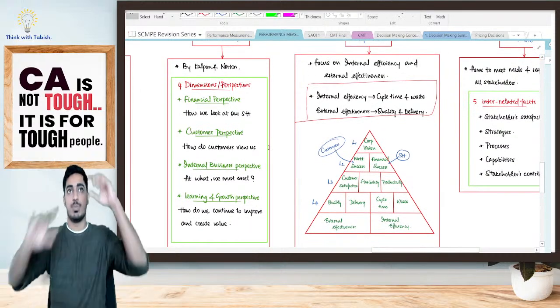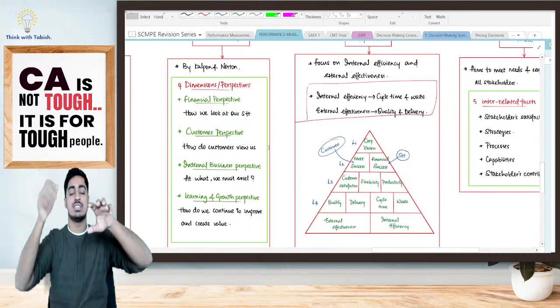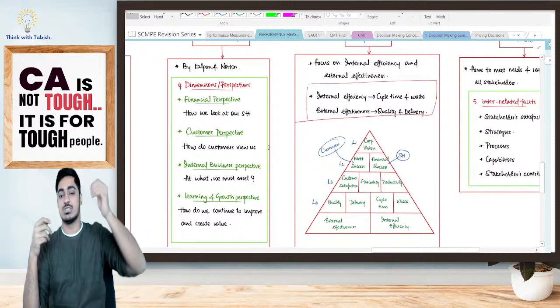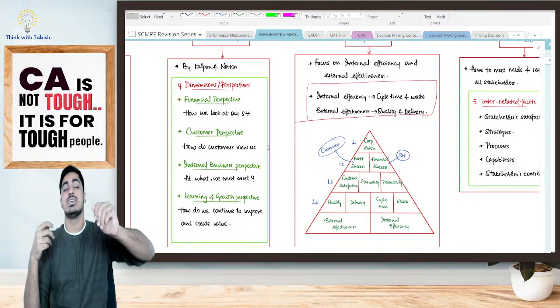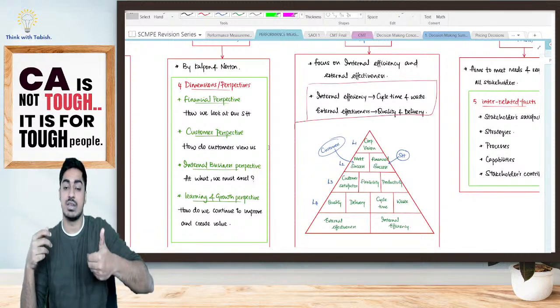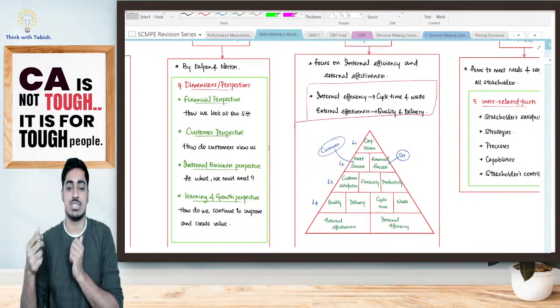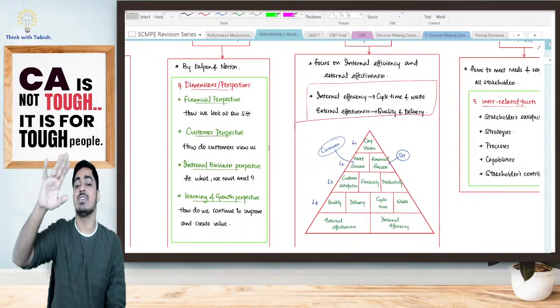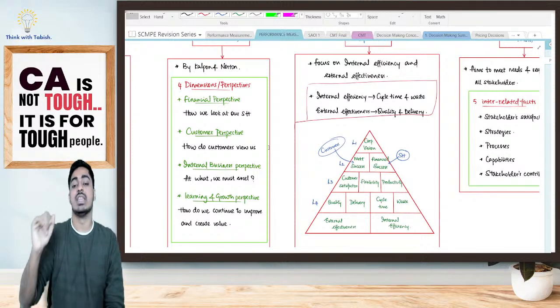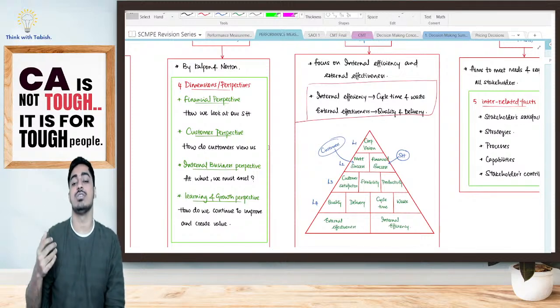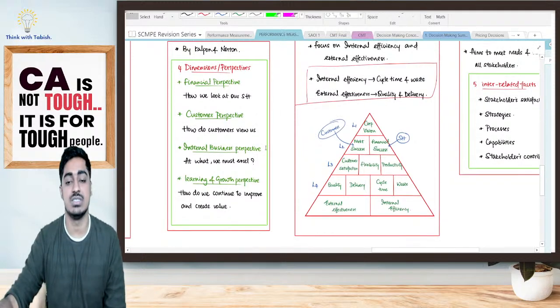So I have told, corporate vision is to achieve market success and financial success. Market success is based on customer satisfaction, that is, if my quality and delivery is perfect. That means I can tell I have achieved external effectiveness. Financial success is if I am doing my work in the most productive way. That means my cycle time and my waste should get reduced. That means I have achieved my internal efficiency.